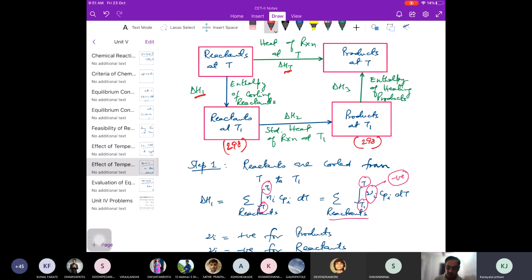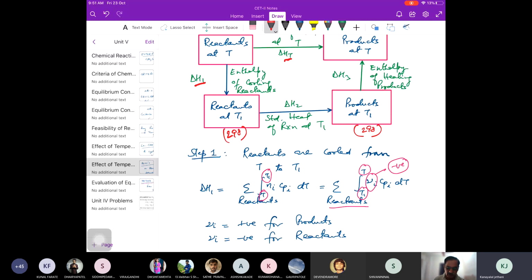Okay. So step 1 is reactants are cooled from T to T1. So delta H1 is nothing but the summation of the integral from T to T1 of Ni Cpi dT, right? If Cp is molar, joules per mole, you get Ni. If it is mass, then we use m Cp dT. So integrate n Cp dT from T to T1 and sum it for all the reactants.